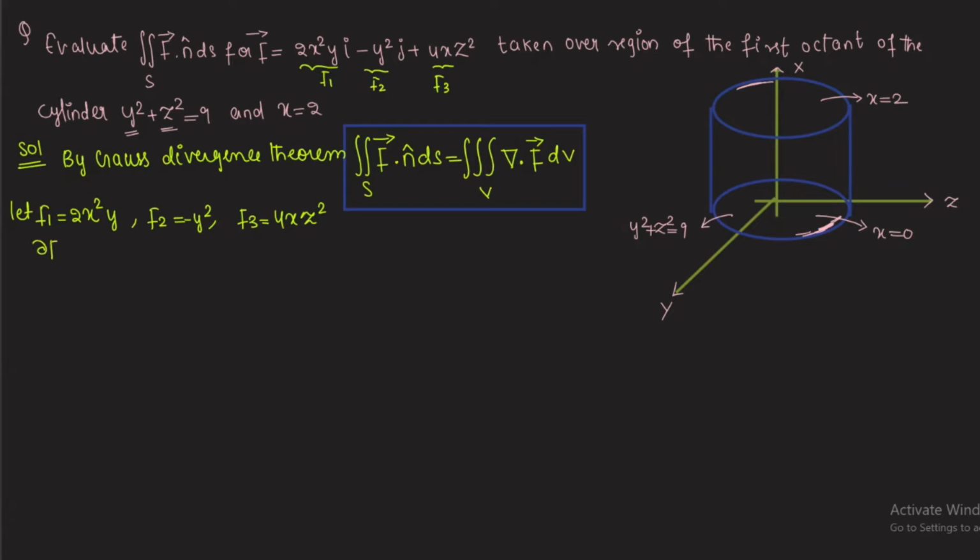Now differentiate f1 partially with respect to x. Here we have the x term, so the derivative of 2x squared is 4x, into y. This will become 4xy. Differentiate f2 partially with respect to y. The derivative of y squared is 2y. Differentiate f3 partially with respect to z. So 4x is a constant, and the derivative of z squared is 2z. So we have 8xz.